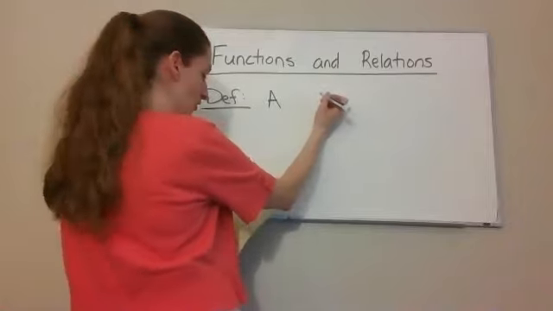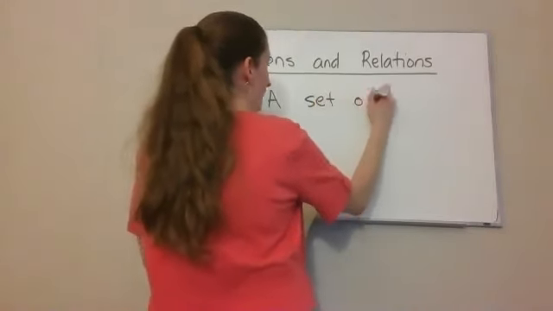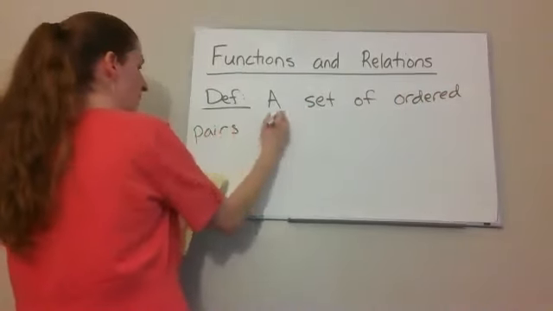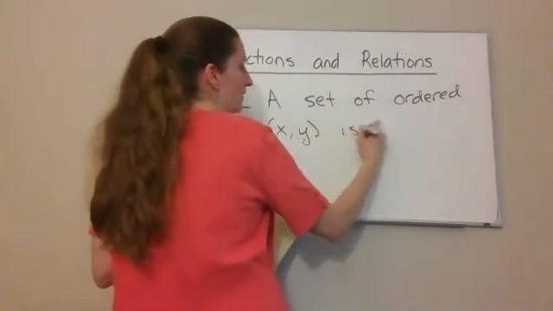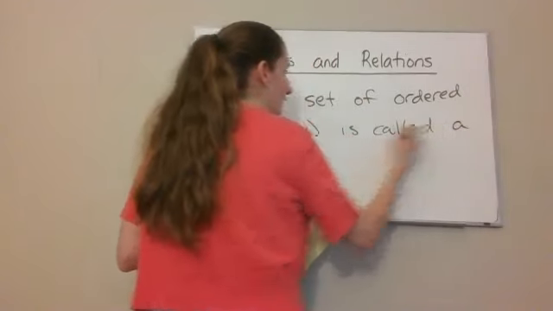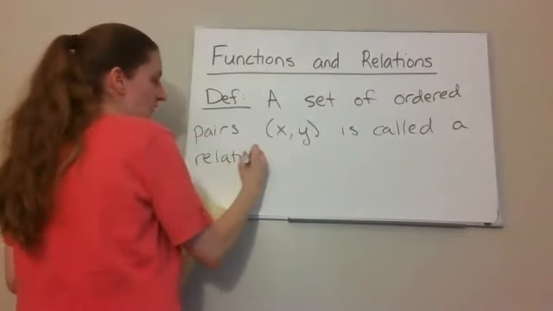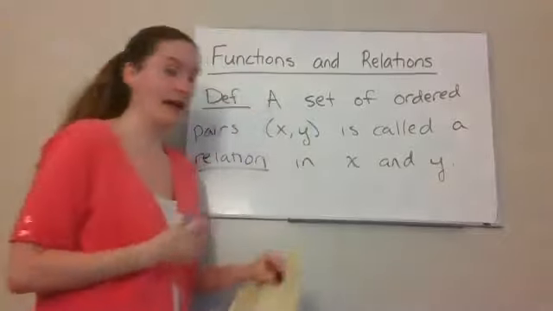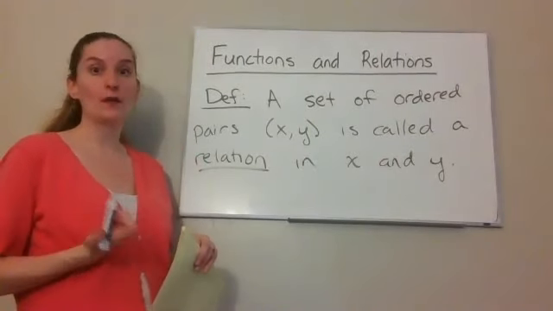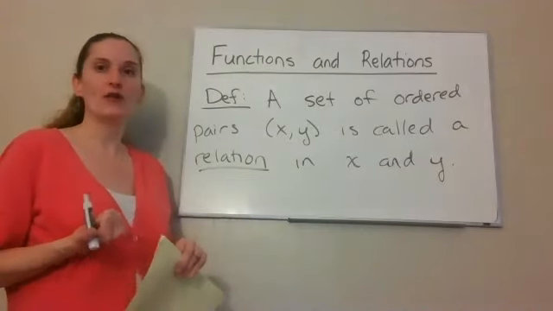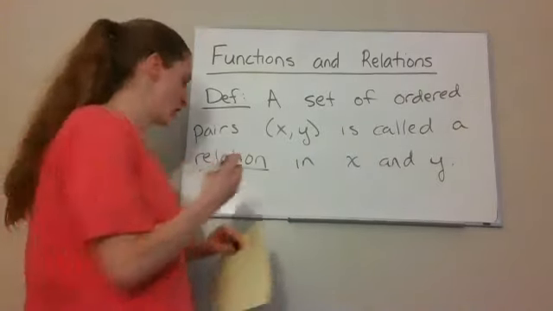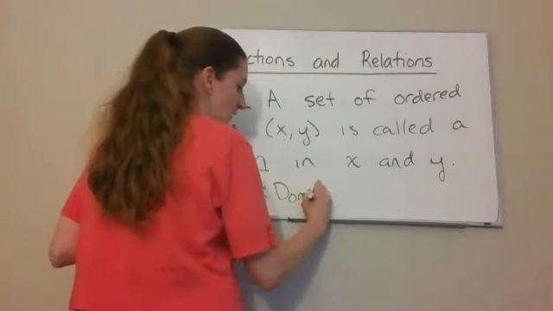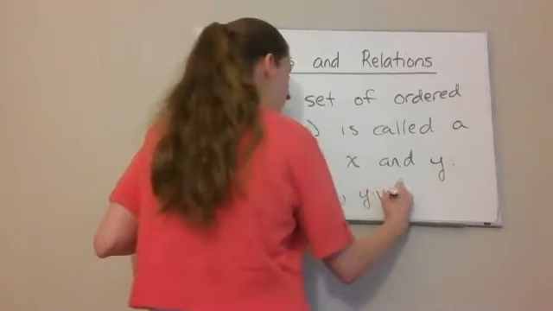Our definition is the definition of a relation. A set of ordered pairs, x, y, is called a relation in x and y. And the set of all the x values is called the domain of the relation. And the set of all the y values is called the range of the relation. So x values is domain, and y values is range.